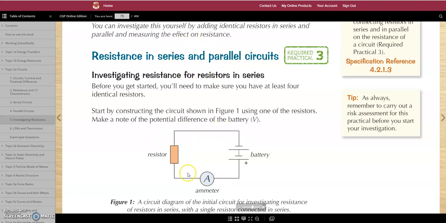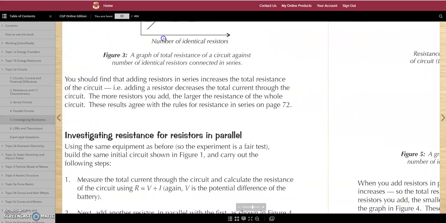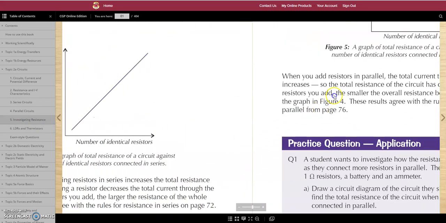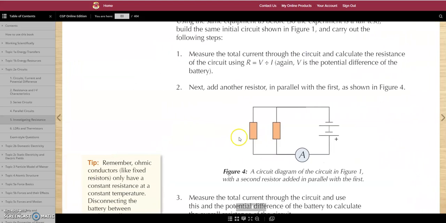So below we've got a simple circuit diagram. We have a battery, we have an ammeter, we have a resistor. The battery is providing the voltage of the circuit, the resistor is reducing the current, it's affecting how the electrons are flowing in that circuit, and the ammeter is how we measure the current flowing through that circuit. We're also going to look at how the resistance changes in a parallel circuit as well.